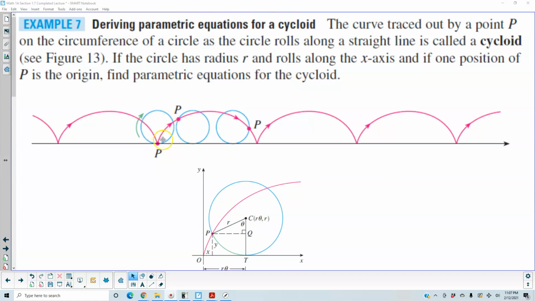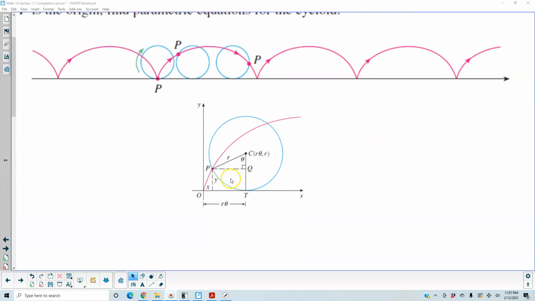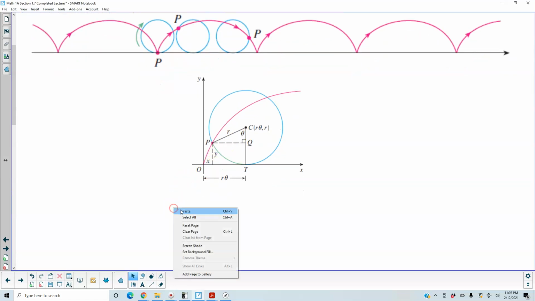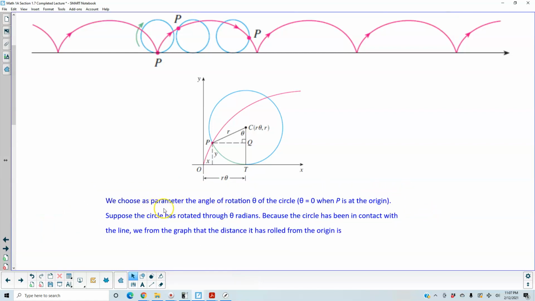So here's a circle, and we can see that it's rolling along the x-axis. Now, if we take a picture of one of the circles, here it is. We can see that we have the radius r, we have a center, and we have a point on our circle called P. Now we're going to investigate that a little bit further. So, now we're going to choose as parameter the angle of rotation theta of the circle, where theta is equal to 0 when P is at the origin.